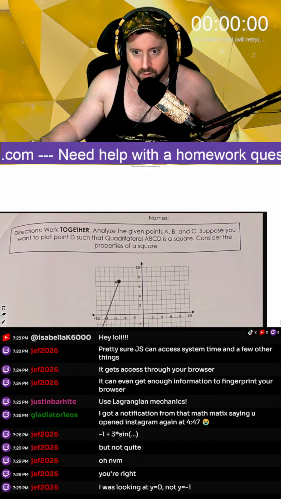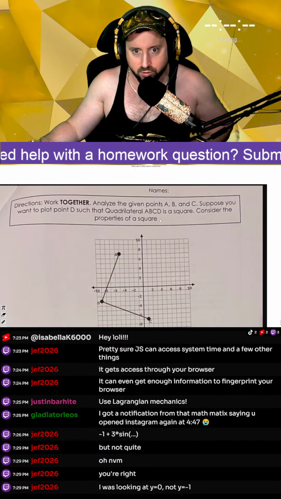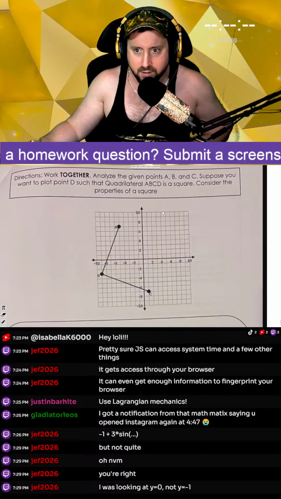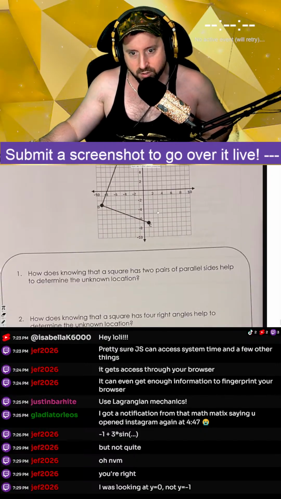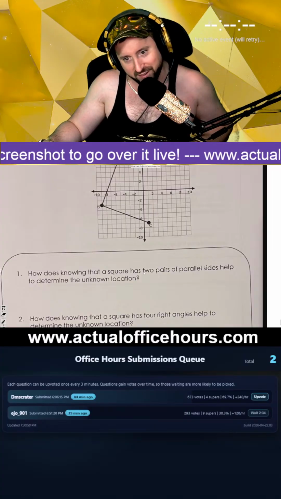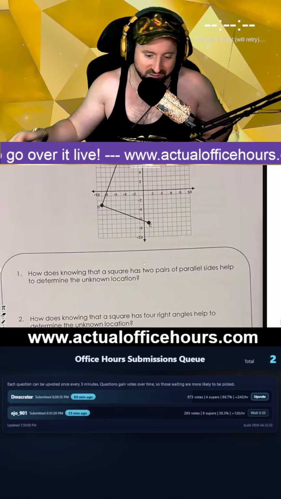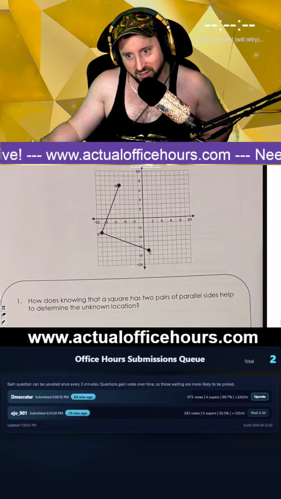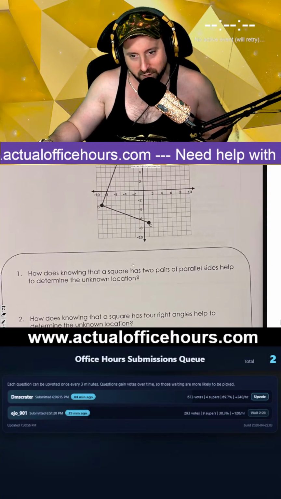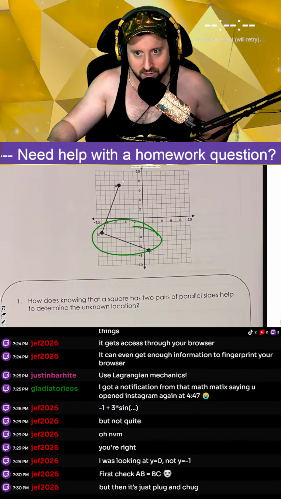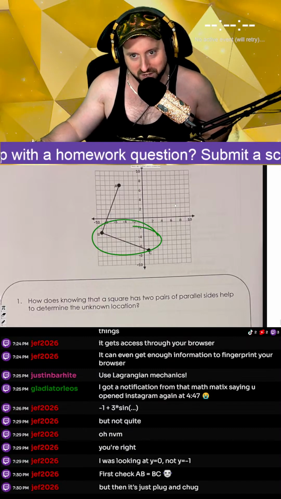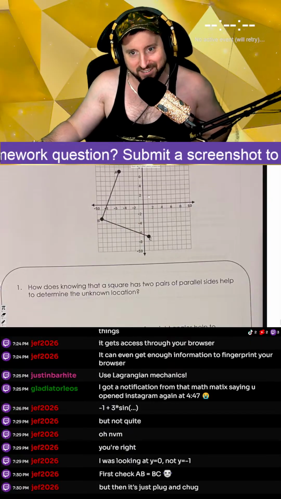Okay. Analyze the given points A, B, and C. Suppose you want to plot point D such that ABCD is a square. How does knowing that a square has 2 pairs of parallel sides help determine the unknown location? Oh, okay. Well, I know I can just take this and add it to this one, and then that'll be it, right? Yeah.